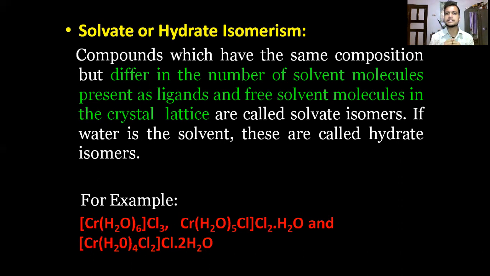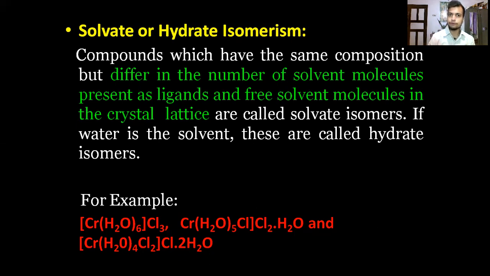In the second case, if you see [Cr(H2O)5Cl]Cl2.H2O, can you see there are 5 water molecules which are acting as ligands. But can you see the sixth one? Now it is actually attached to the molecule as a free solvent molecule, or you can say water of crystallization. And if you see the third one, there are 4 water molecules which are acting as ligands, and the 2 others are acting as water of crystallization.